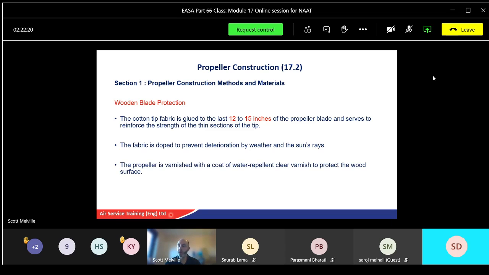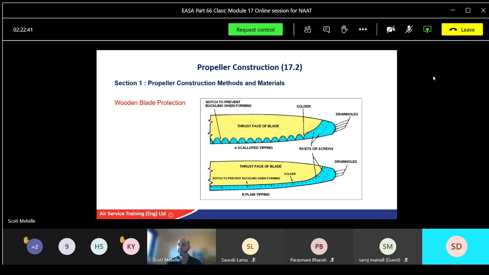Propellers are then varnished with a coat of water repellent clear varnish, and that helps protect the surface. Again, you might see some propellers are painted just for decorative purposes. And also at night time, we might have fluorescent type paint on there. You can hear the propeller, but at night time it's very hard to see it. So sometimes the paint actually helps as a visual aid to let you see where the propeller is, especially if you're in close proximity, which you shouldn't be. So those are types of protection you might come across.